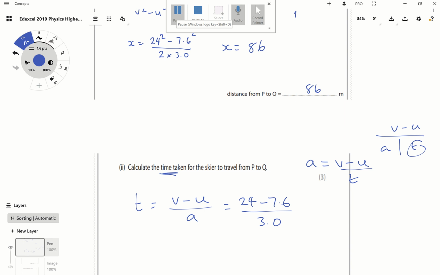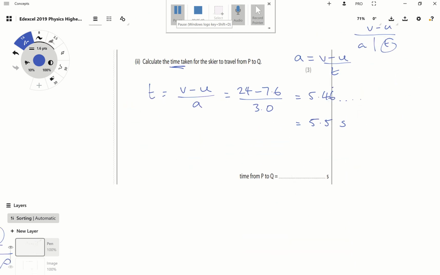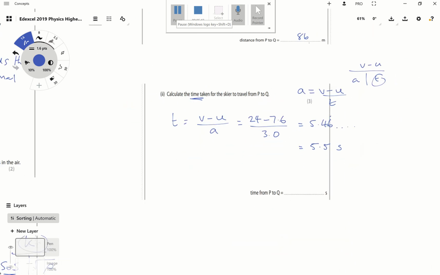24 minus 7.6 divided by 3, and I've got 5.46 recurring, so I'm going to go to 5.5 seconds. Is that the end of this question? Yeah. So I'll write that down there, 5.5. And there you go.